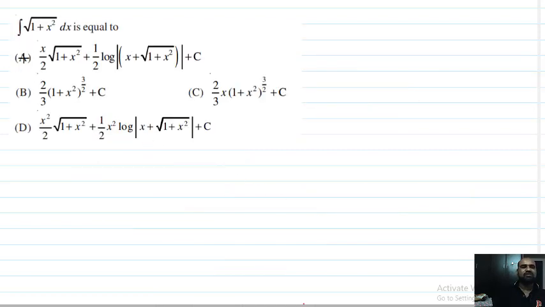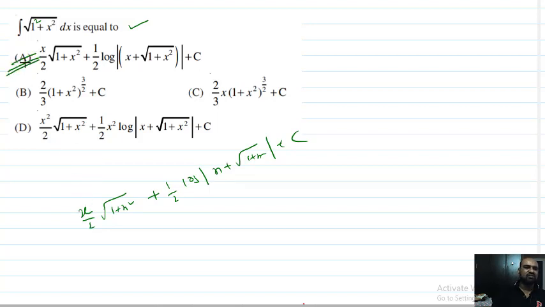Students, here one objective problem is given. Direct form only, no? A square plus x square. A square means 1 square. Okay, so what I write: x by 2 into root over 1 plus x square, plus a square by 2, a means 1 square, 1 only, by 2 into logarithm of x plus root over 1 plus x square, plus c. Now check for the options. Option A is correct for this.